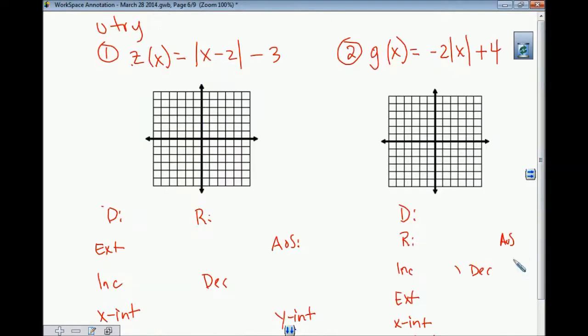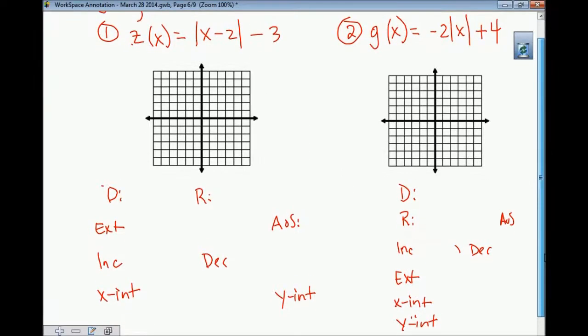All right. I would like you to try these two because these are just transformations of that parent graph. I think you can do it. So let's see what you can do. We have f of x and g of x. If you'll take just a moment, sketch a beautiful graph and give me the characteristics of those two functions.